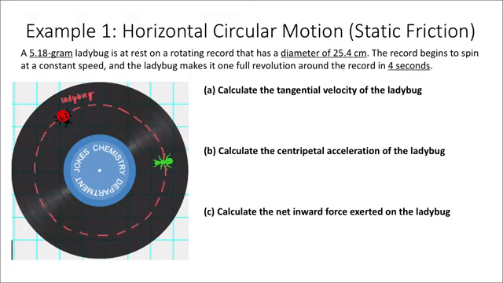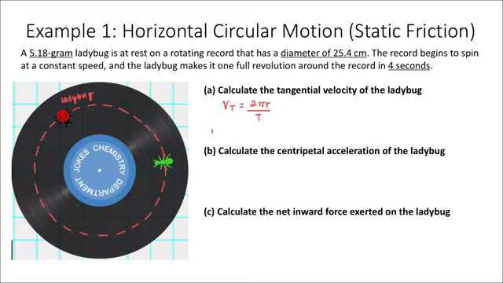Let's say we wanted to calculate the tangential velocity, or the tangential speed, of the ladybug as it is traveling in a circle along the record. Let's recall that the tangential velocity of an object can be found by taking the circumference of the circle that it travels around and dividing that by T, the time it takes to make one full revolution. And in this case, we were given both the diameter and the time.